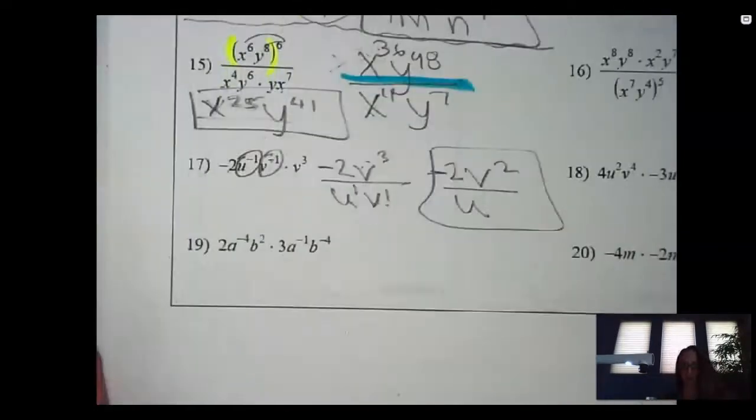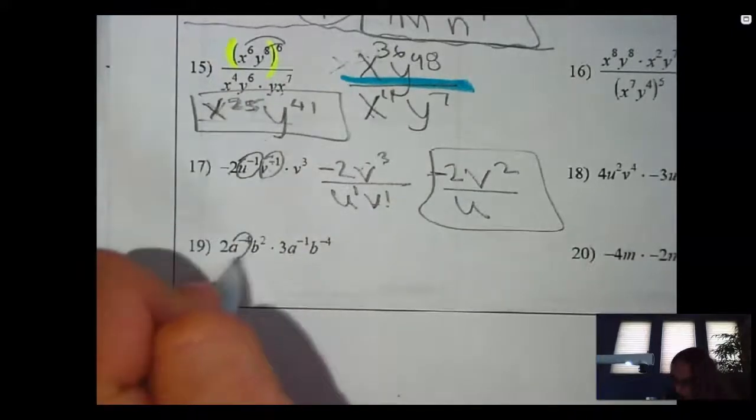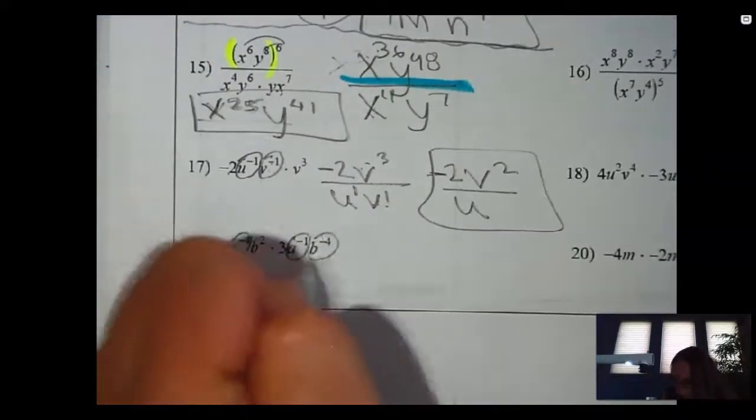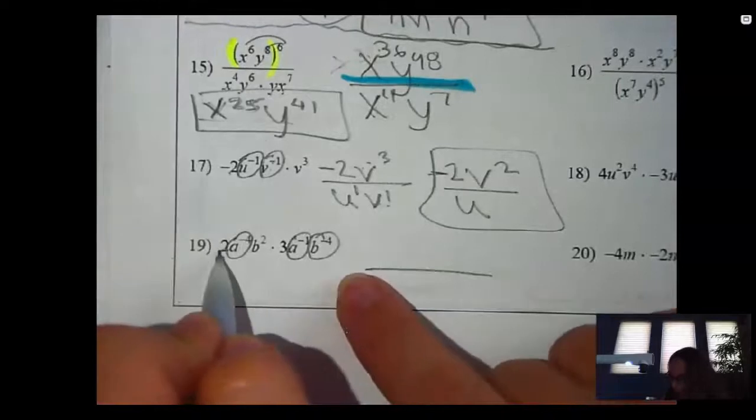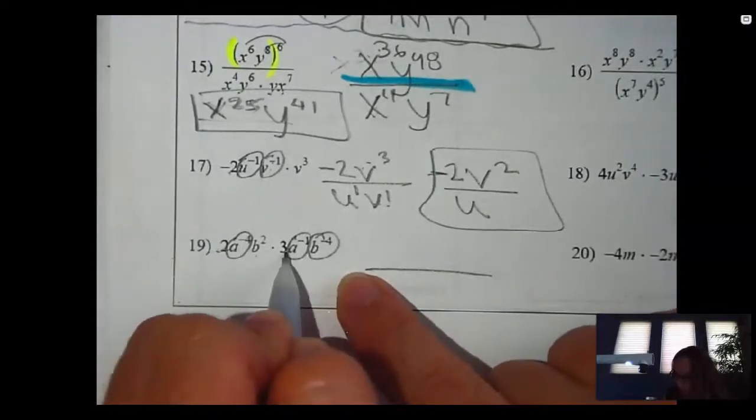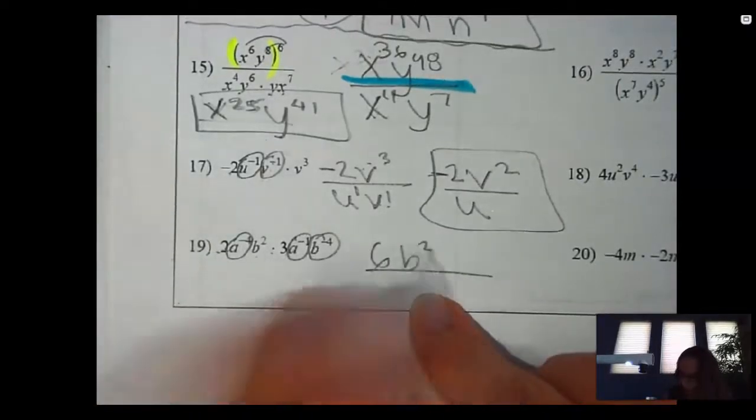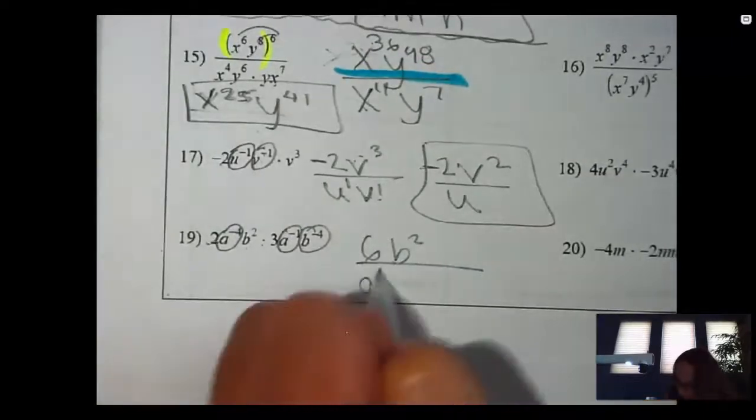All right, number 19, what's my issue? The negative exponents. I like to circle them. It keeps me focused. Because then I know what didn't I circle? The 2, the b, and the 3. 2 times 3 is 6, b squared. And everything else has got to go to the bottom.